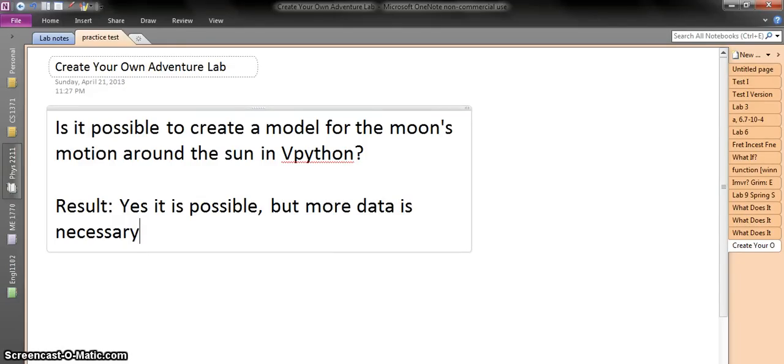Hi, my name is Aaron Daniels, and for my Creature and Adventure Lab, I decided to model the motion of the Earth's moon around the sun.